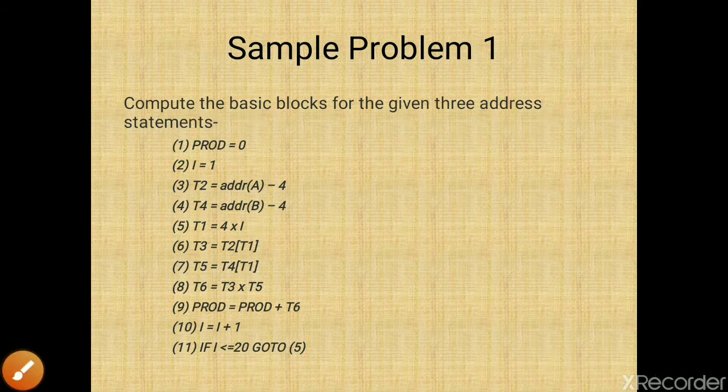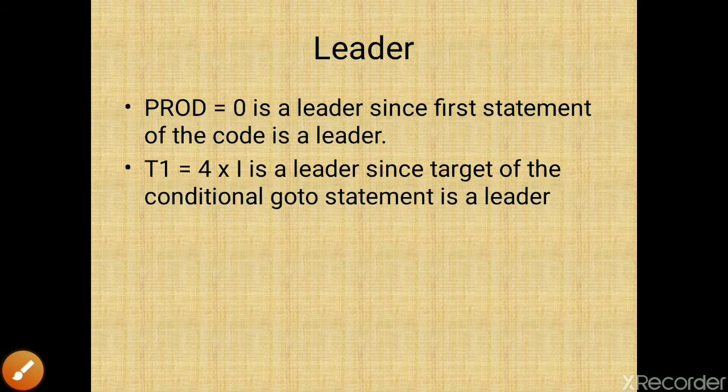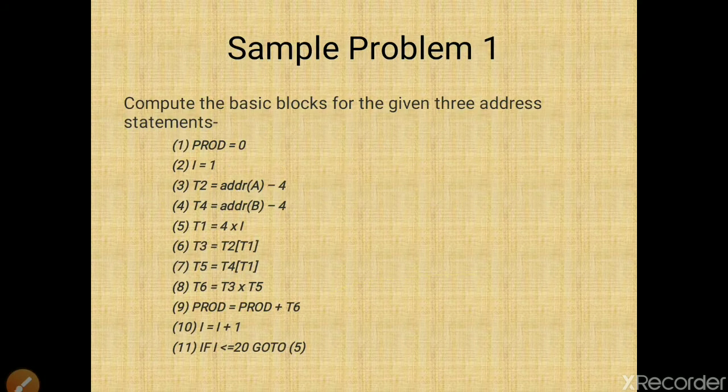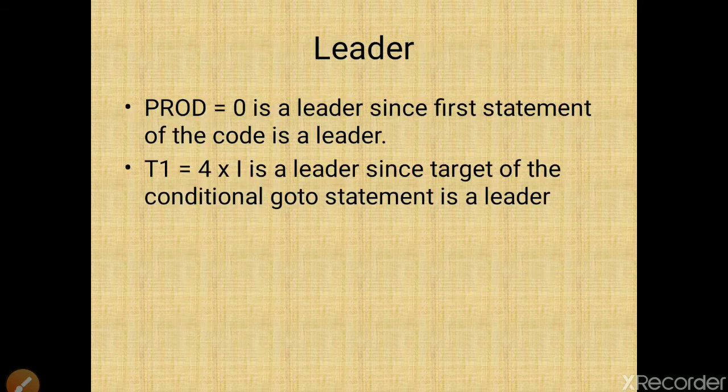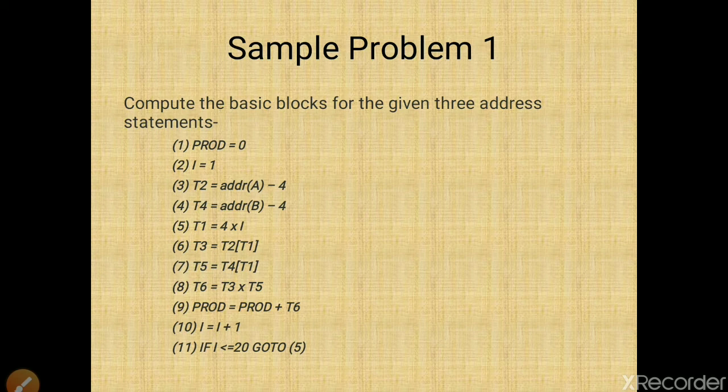Now we will see how the basic blocks work. You can see product equal to 0 is a leader because it is the first statement. Next is T1 is equal to 4 into y, that is the fifth statement, is a leader because go to is jumping to statement number 5. Next thing that we are going to do is determining the basic block.